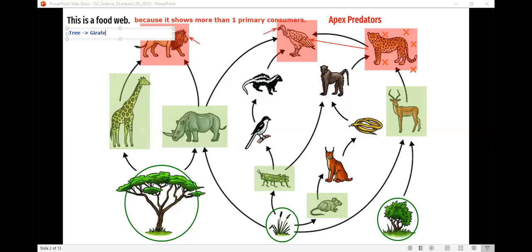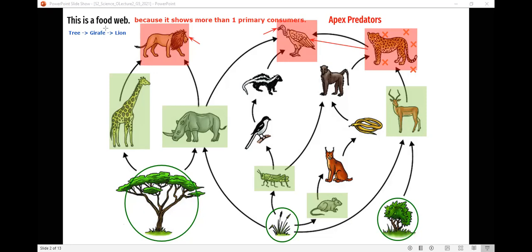The tree, the giraffe, and the lion. The tree is eaten by the giraffe, eaten by the lion. The tree is eaten by the deer. The deer is eaten by the leopard. But the three levels. Three levels.